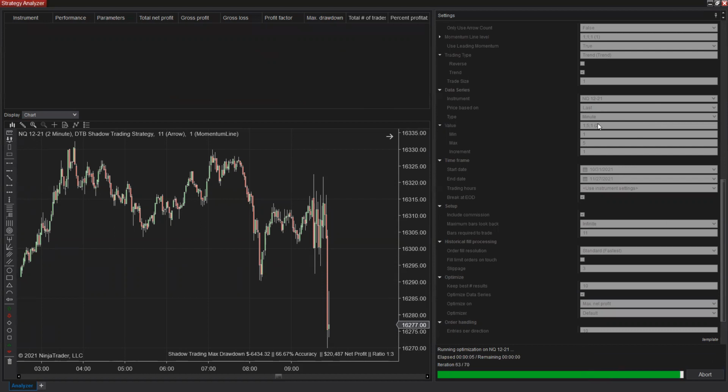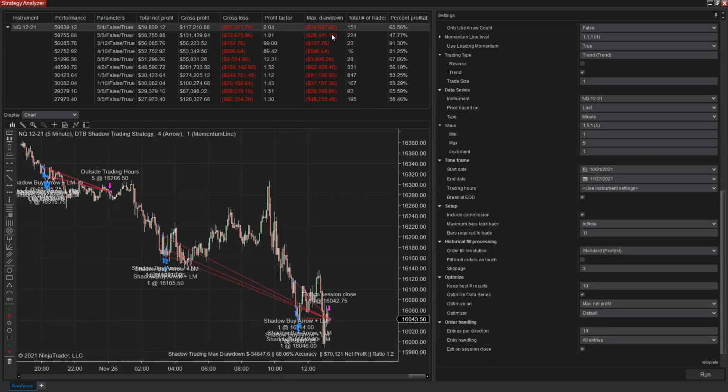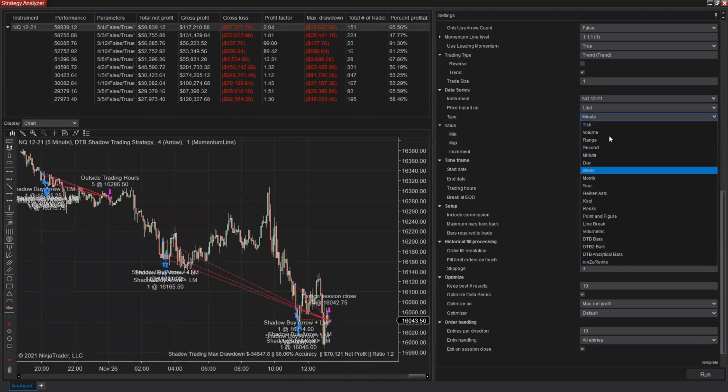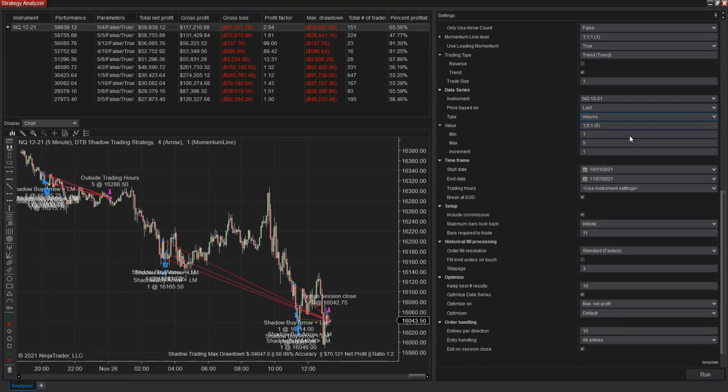So we've got minute bars. Okay, so that's minute bars. So this one over here, as an example, has shown us that the drawdowns are a bit high on here. Let's switch also to, so you've got your minute bars. You can also work on volume bars over here too, or volume chart. So you can go from like 1,000 to 2,000 volumes in increments of 100. Let's run that.